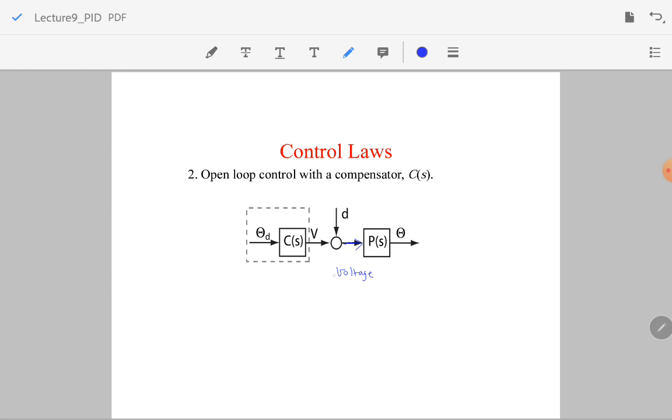Okay. And then before we decide on the voltage, we're going to think about what kind of desired position we want. Then we're going to make up some control law. The voltage calculated by the control law, plus some disturbance that we don't know, goes into the plant, your arm starts rotating, and then it outputs some position.